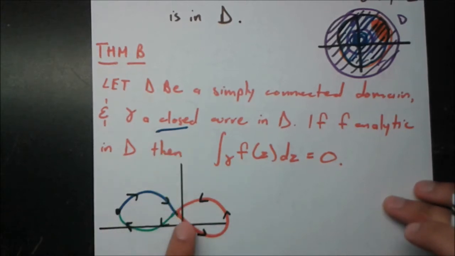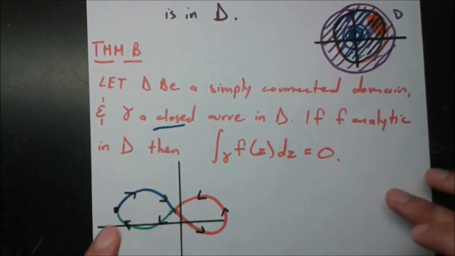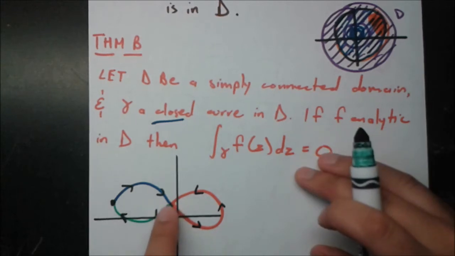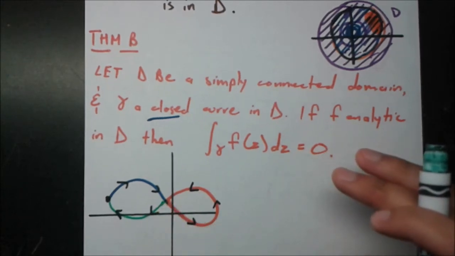Let's make sure that this is closed. This is closed because the starting point and end point are the same. It is not simple because there's a self-intersection right here. So is Cauchy's theorem still met?